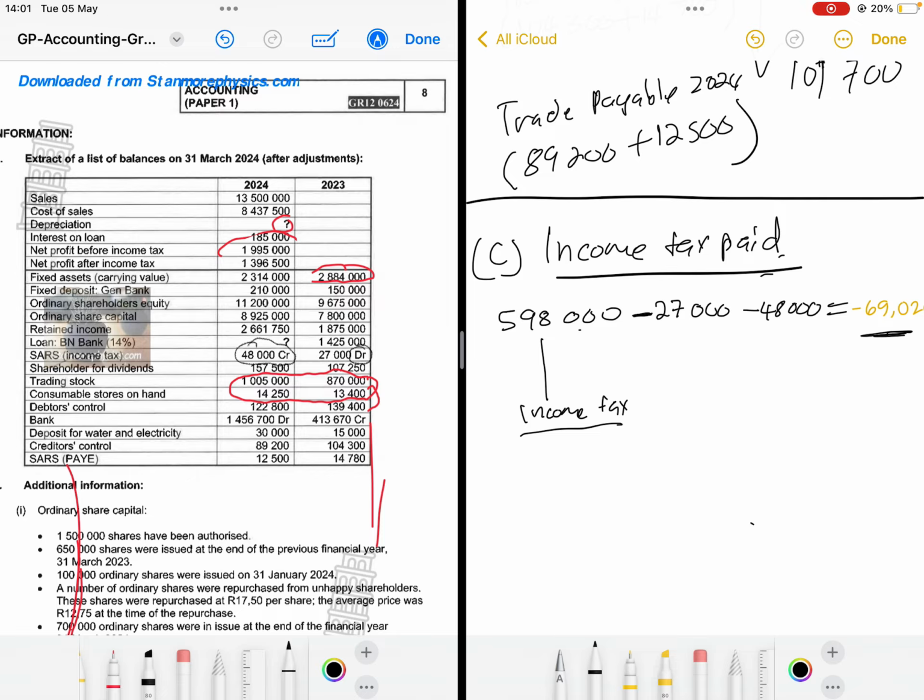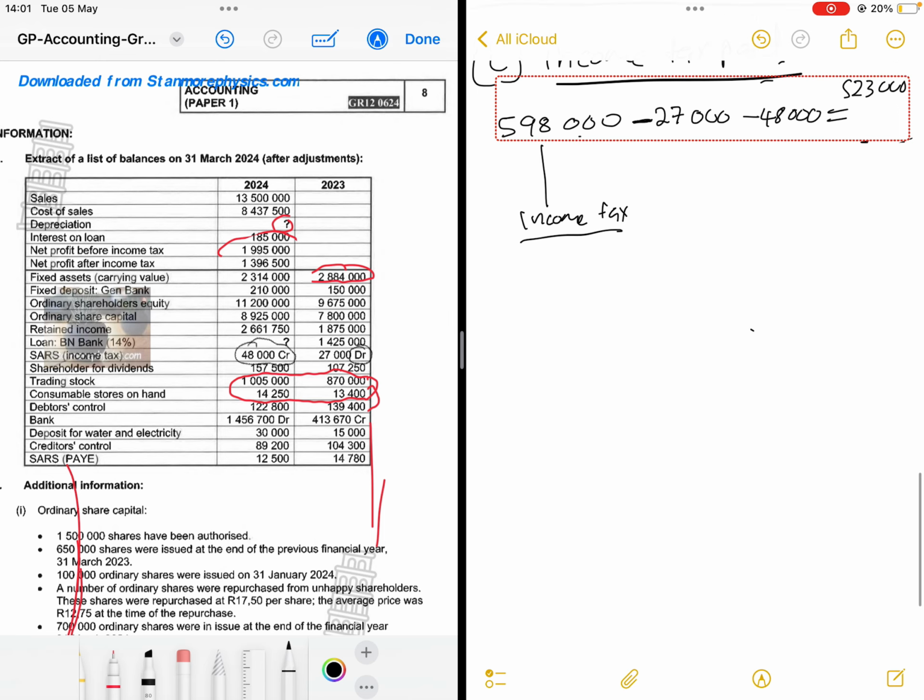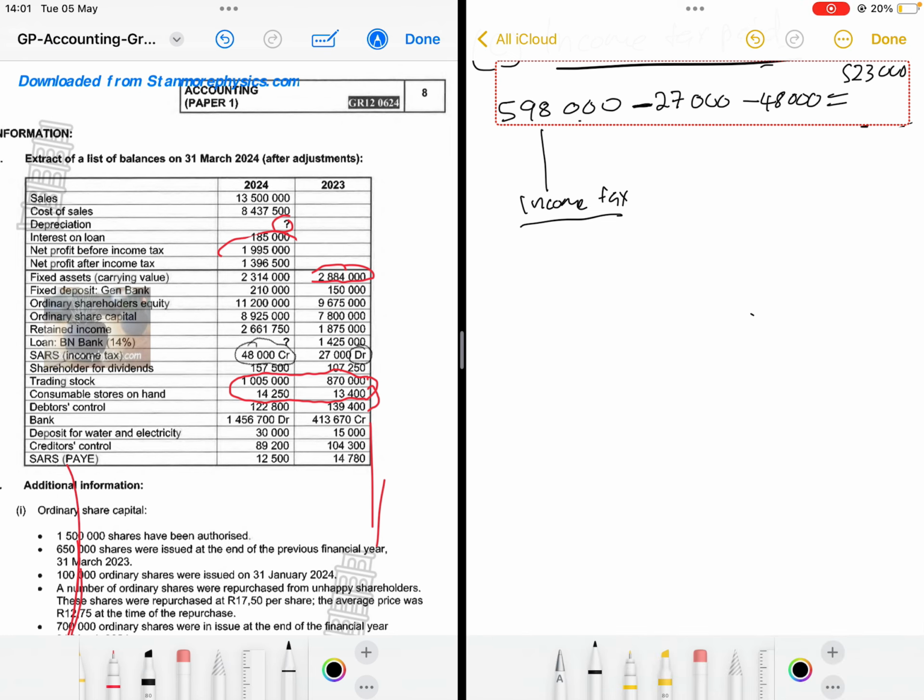Let's check. Let's verify. 598,000 minus 27,000 minus 48,000. It's not the solution. This one. The solution is 523,000. So normally, I used to come up with the solution for this one all the time. I said the principle is to say income tax, then last year, then this year.